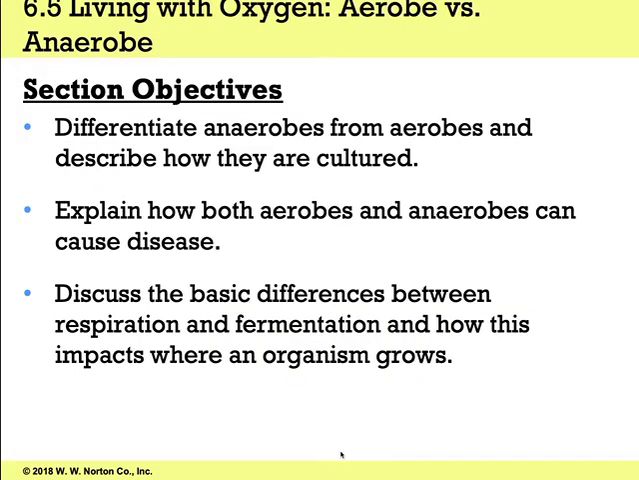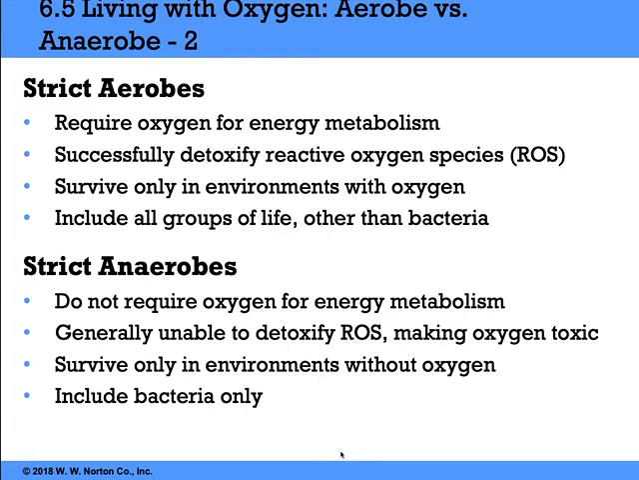We'll talk about anaerobes and aerobes and describe their culture conditions. And we'll talk about how aerobes and anaerobes can produce disease and talk about the differences between respiration and fermentation. Okay? So aerobic just means needs oxygen or uses oxygen. A strict aerobe absolutely has to have oxygen to survive. It successfully detoxifies reactive oxygen species, which can form free radicals and damage healthy molecules inside the cell. It has to have oxygen to live as a result, and it includes all groups of life other than bacteria.